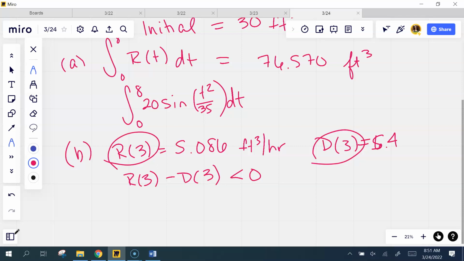Remember, this is calculator, so work is at a minimum on these two. Correct. So it's flowing out faster than it's flowing in. All right, and then the good one. I did way more work on this one than what I had to, and I realized that once I got through it. But for which one? For C.